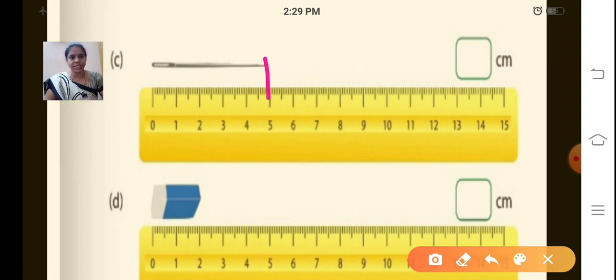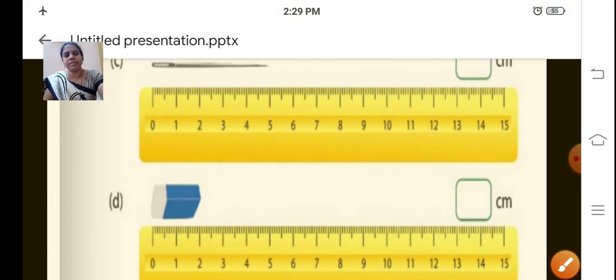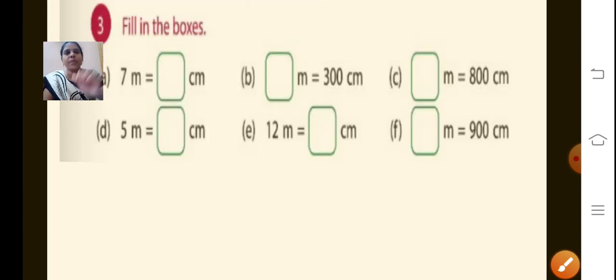Will you finish it? Just see where it ends. Okay. Now, fill in the boxes. Just open your book. Fill in the boxes. Third one.